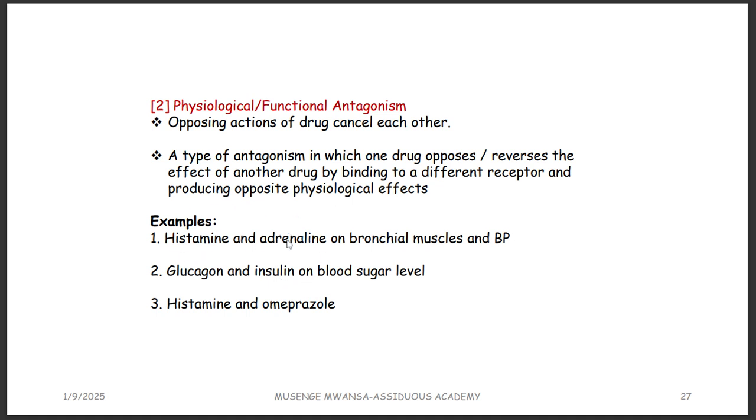Histamine and adrenaline. Histamine is going to be causing bronchoconstriction, the narrowing of the airway. So that's why it's bad for asthma. It causes asthma. Adrenaline is going to be causing bronchodilation, so it will be used in the treatment of asthma. So these are examples of physiological or functional antagonists, just working in the opposite direction.